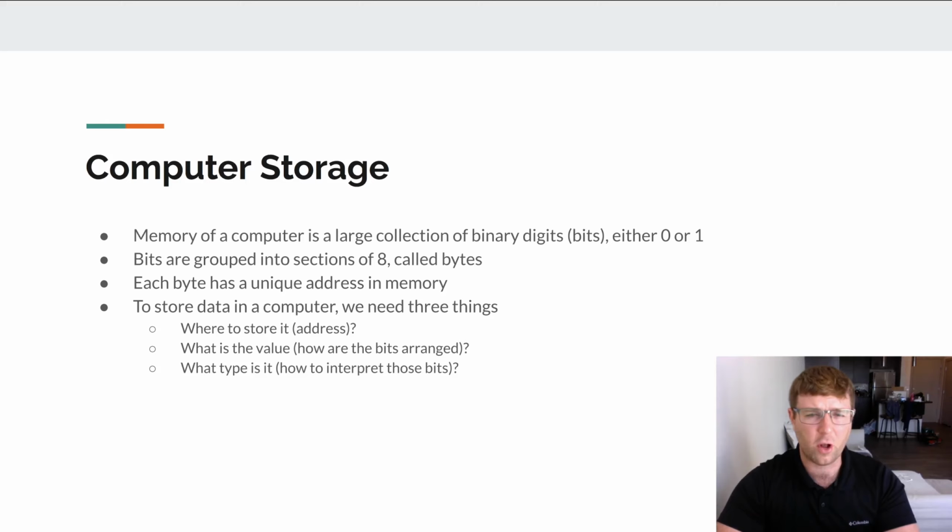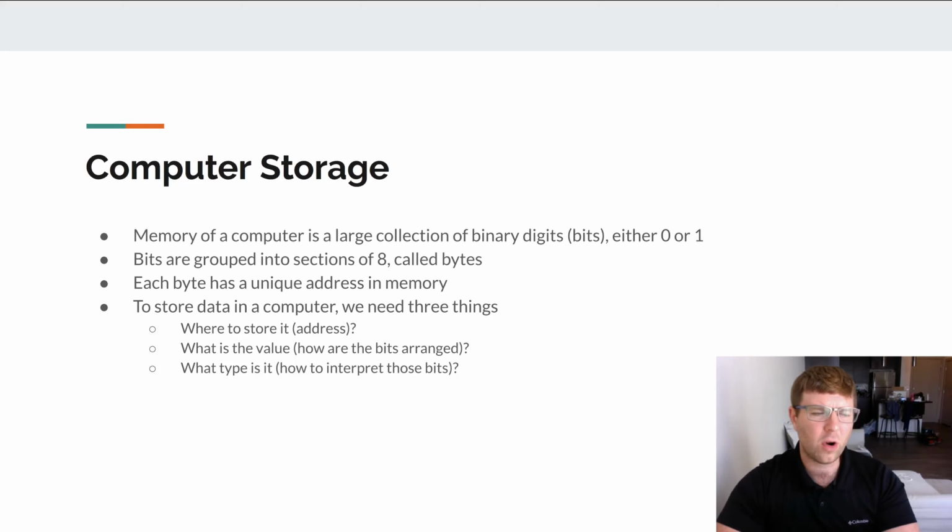These ones and zeros are called bits, which is really just short for binary digits. Bits are grouped into sections of 8 bits, and those are called bytes. Each byte has a unique address in memory. So that's really what RAM is, if you've heard about RAM. If not, it's not a big deal.